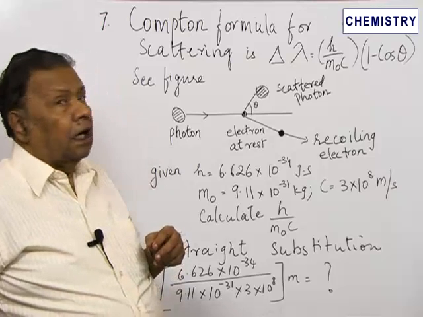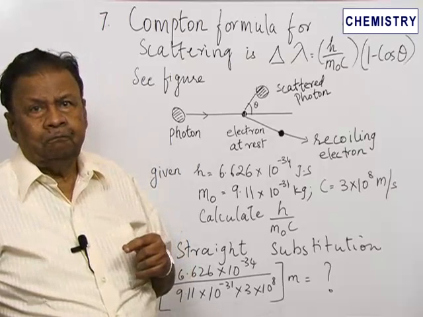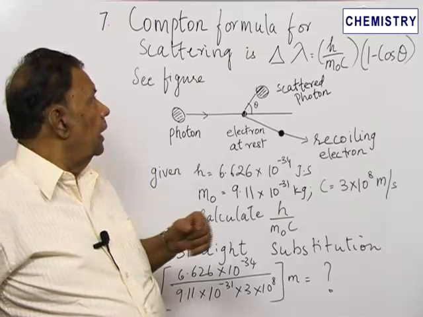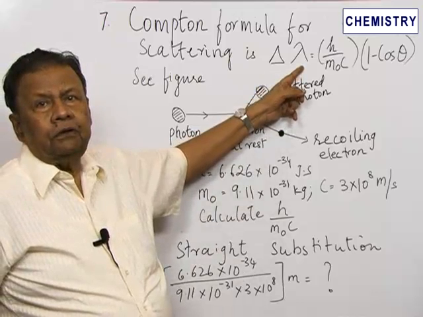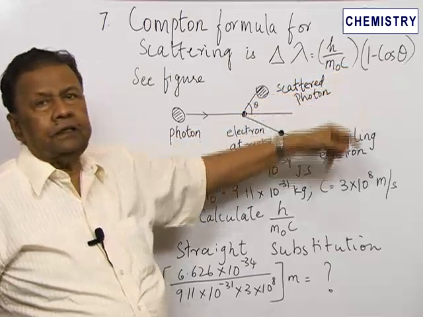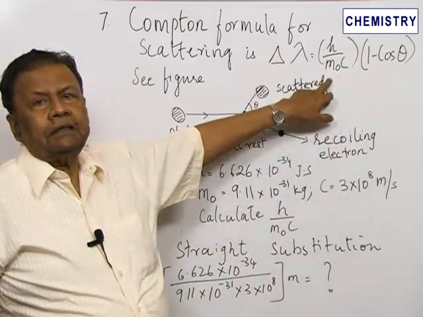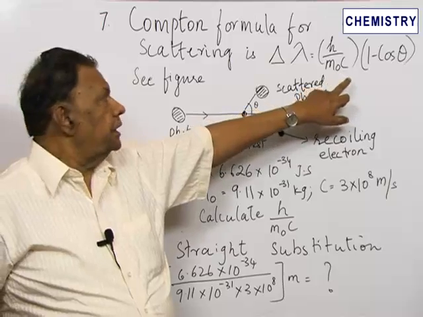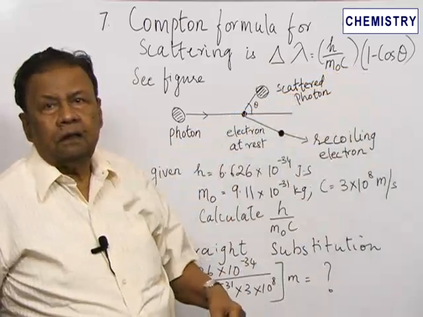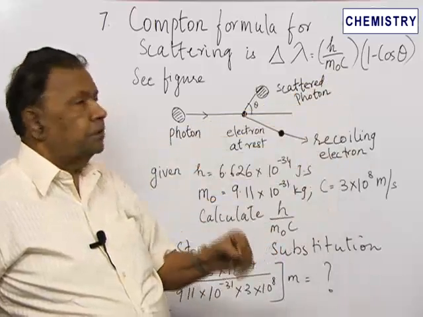And Compton, Arthur Holly Compton, the American who investigated this phenomenon, was able to arrive at the formula delta lambda is equal to h by m naught c into 1 minus cos theta. H, of course, is Planck's constant. M naught is the mass of the electron. C is the speed of light in vacuo, and theta is the angle. Now, this h by m naught c is what we call Compton wavelength.